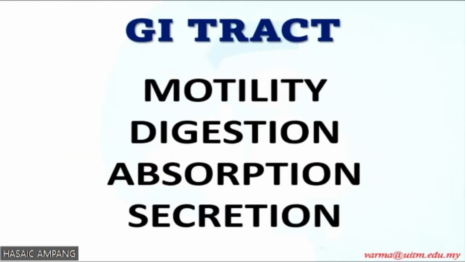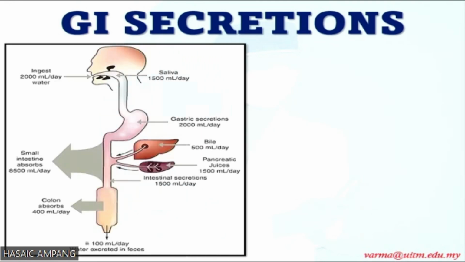So for the GI tract, the four main important things are the motility of the GI tract all the way from your oral cavity until your anus, digestion, absorption, and secretion. Digestion and absorption, we're not going to talk much. We're going to talk about motility and also the secretion. GI secretions used to be a famous question in MCQ, by my time, even when I sat for MCI, they would give this, how much is coming out. Nowadays in SBA, I don't know how they can ask this.